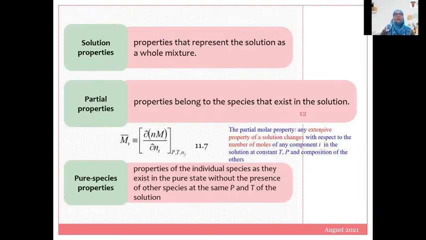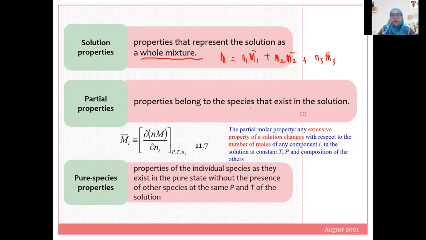Okay, in conclusion, we can conclude that solution properties are properties that represent the solution as a whole mixture. Whether it has two or more species, we combine everything. So if we have 3 components, it is based on the whole mixture, regardless of whether you have 3 or more species.